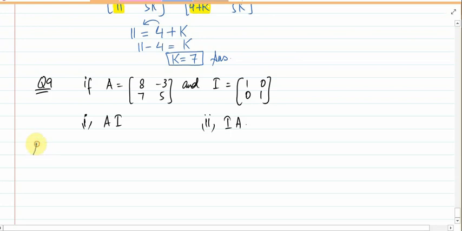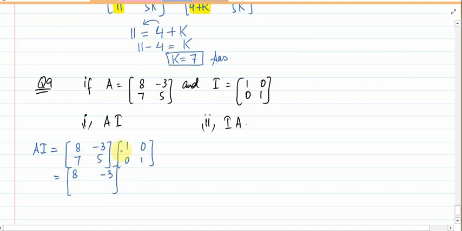So first I want you guys to try it and then watch the video. If we talk about A multiplied by I, it is [8 7; -3 5] times [1 0; 0 1]. So it's 8 times 1, 8, minus 3 times 0, 0. So it will be plus 0, we ignore it because of 0. And 8 times 0, 0, minus 3 times 1 is minus 3. 7 times 1 is 7, 5 times 0, 0, 7 times 0, 0, 5 times 1, 5. That means A multiplied by I is equal to this.